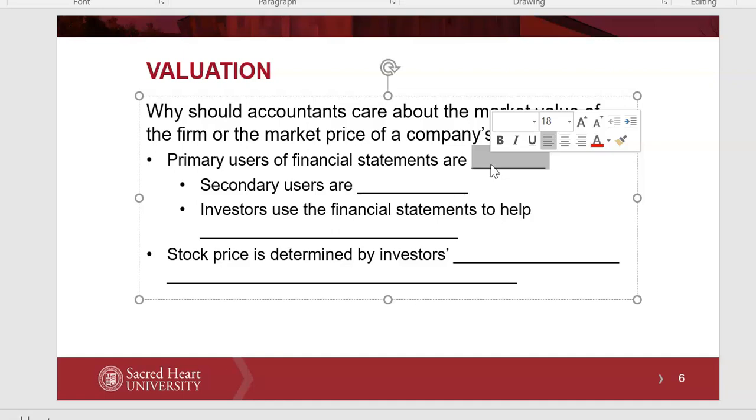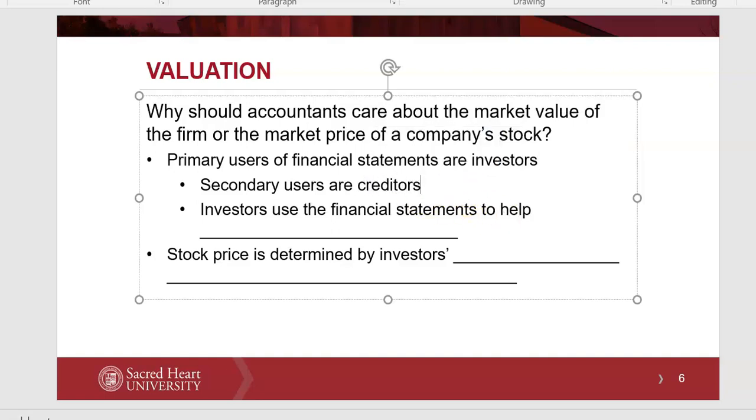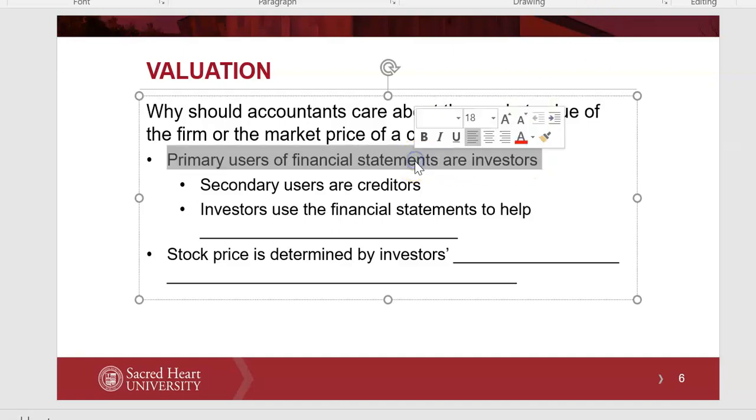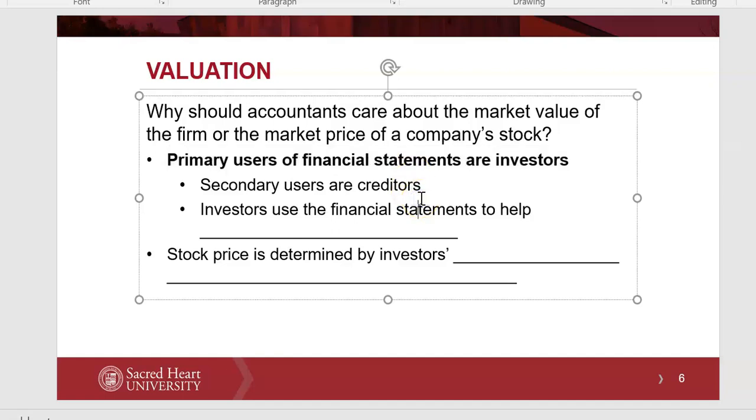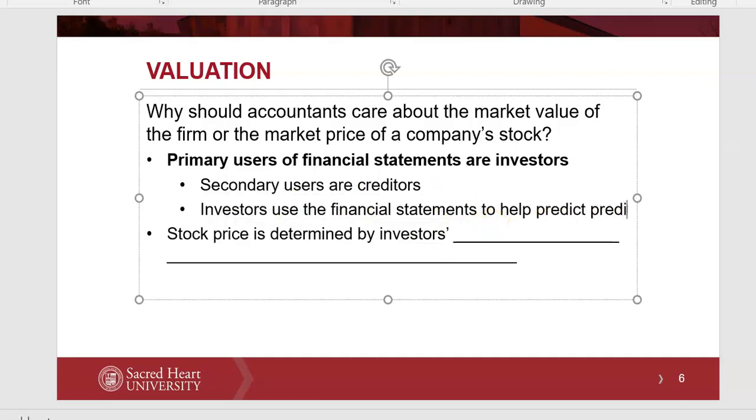Well, the primary users of financial statements are investors. The secondary users are creditors, those who lend to the company and want to ensure that the company makes enough cash so that they can get their interest and repayment of principal. But financial statements are geared towards those investors. I've always looked at financial statements just because I'm curious about how that company is performing and how performance changed over time. But most people are interested in the financial statements so that they can have an indication of how that company is going to perform in the future, and how should I invest my money based on this company's historic performance? Investors use the financial statements to help predict future performance.